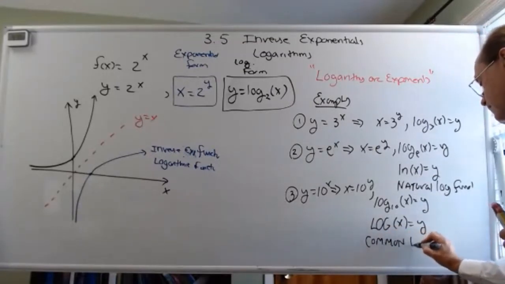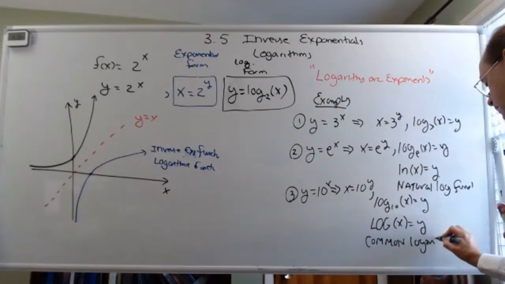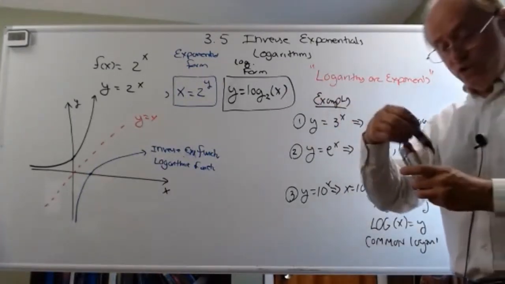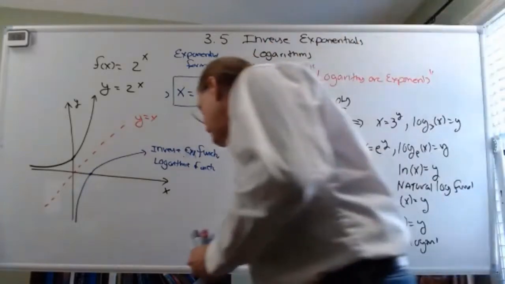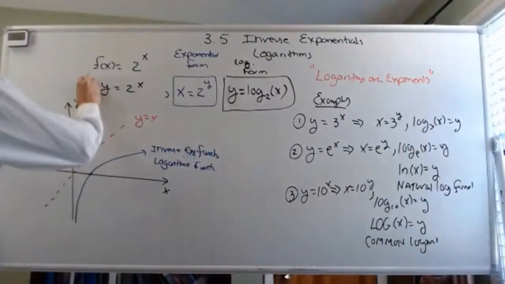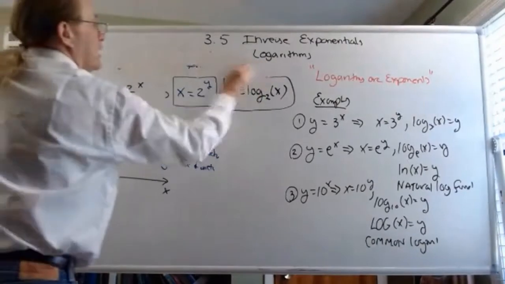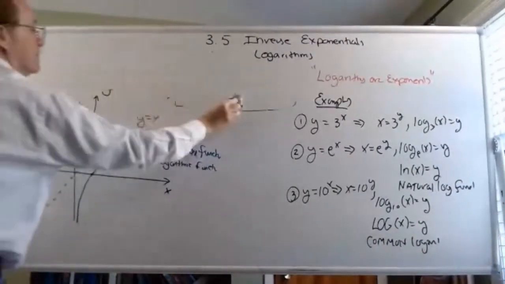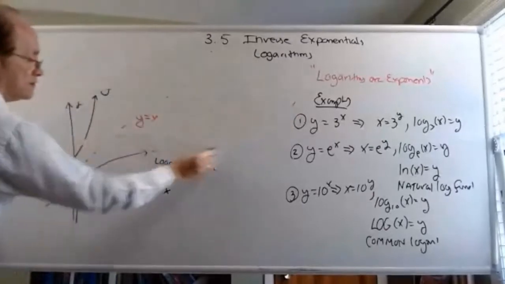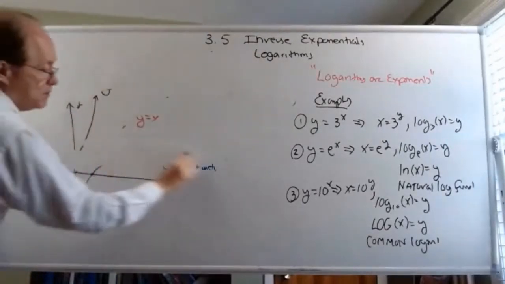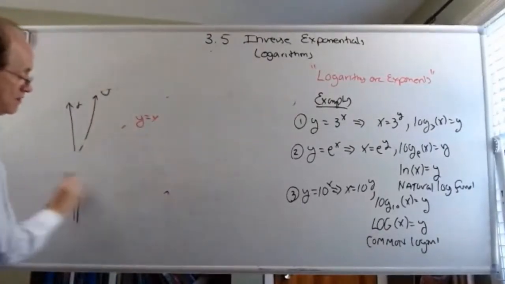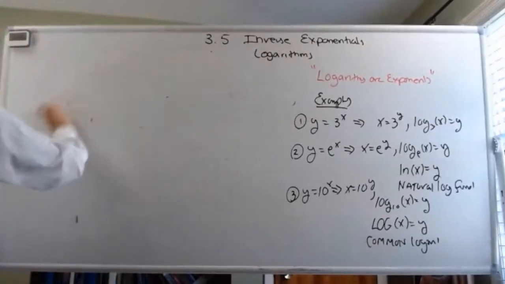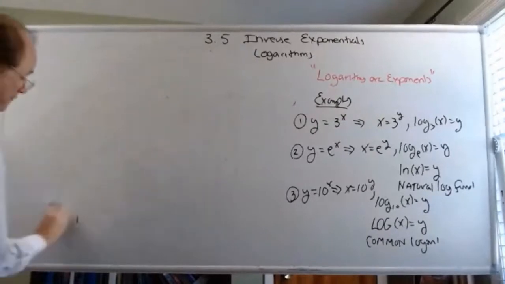That's a common log. And what do they do? Well, they're inverse functions, so they do undo exponential functions. That's their primary focus: the logarithm will undo an exponential function. What do I mean by that? Just like the square root function will undo a squaring function, a logarithm will undo an exponential function.